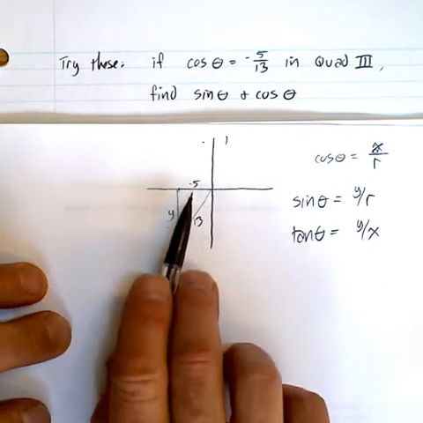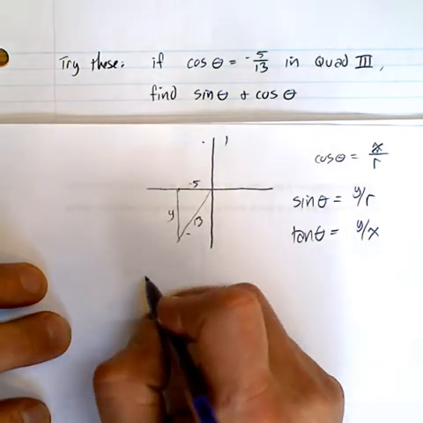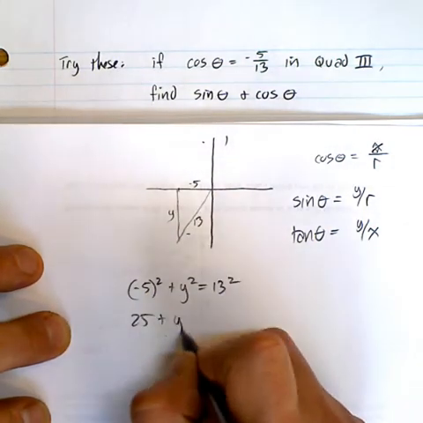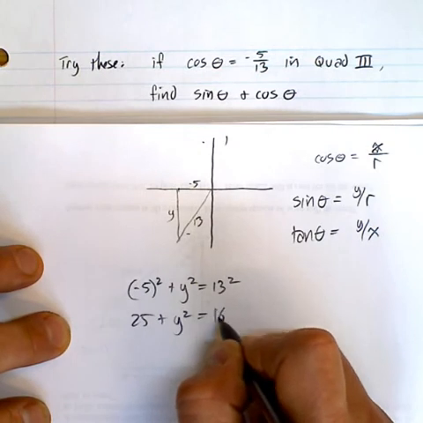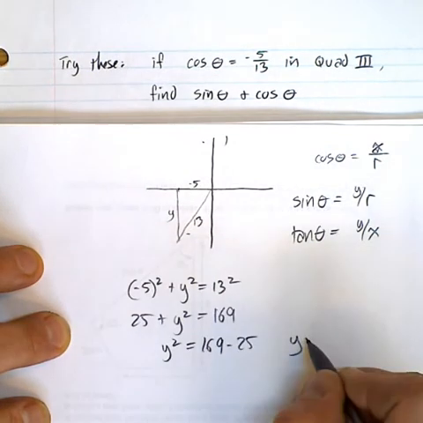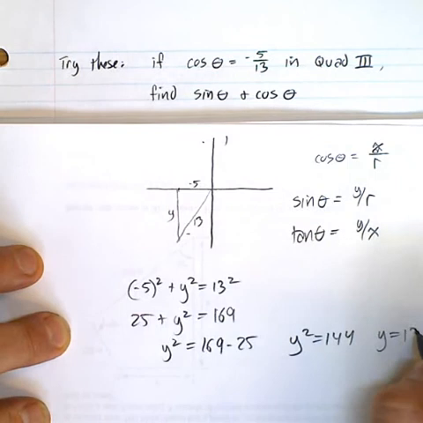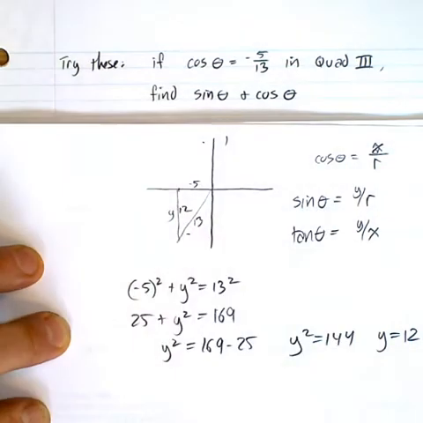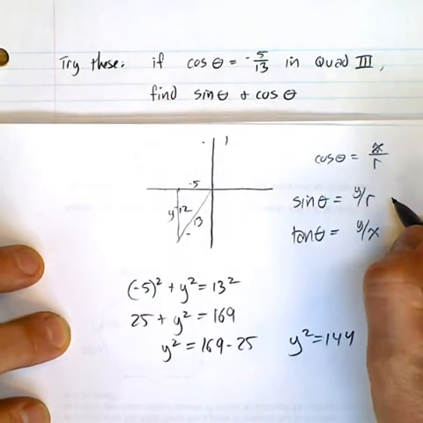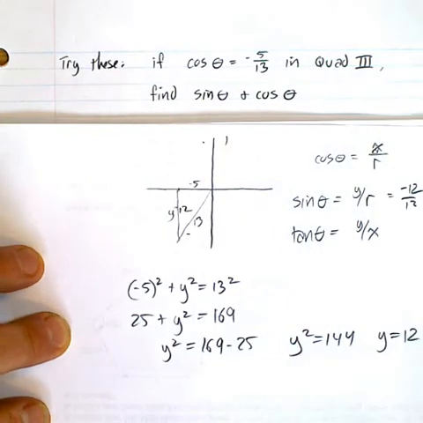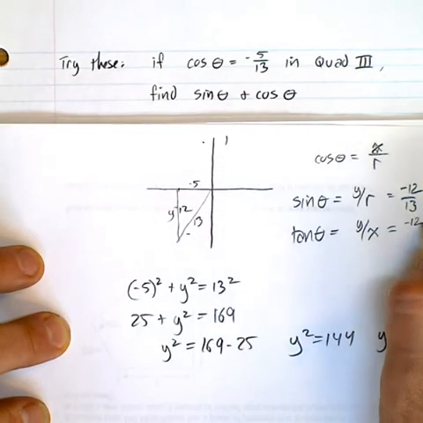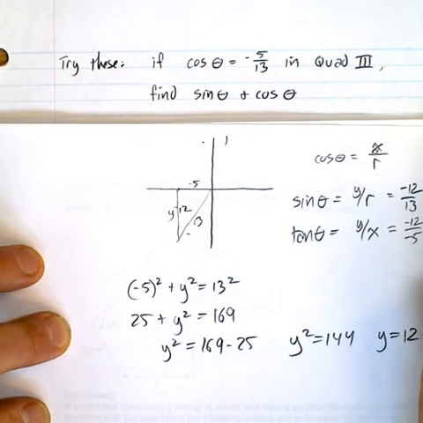Hopefully you can see that Pythagoras would be the solution here. Minus 5 squared plus y squared is 13 squared. That's 25. 13 squared, 169. Y squared, 169 minus 25. So you get y squared equals 144. So y would equal 12. We get 12 here. And now your sine is y over r. This is a negative 12. So it's negative 12 over 13 would be your sine theta. And your tan theta would be minus 12 over minus 5, which is just 12 over 5.